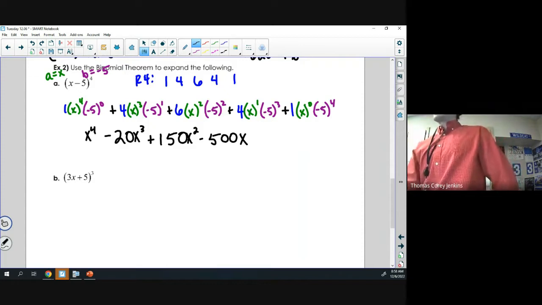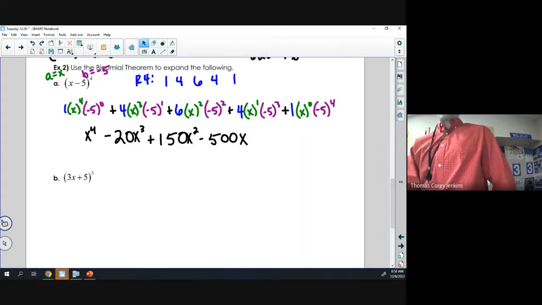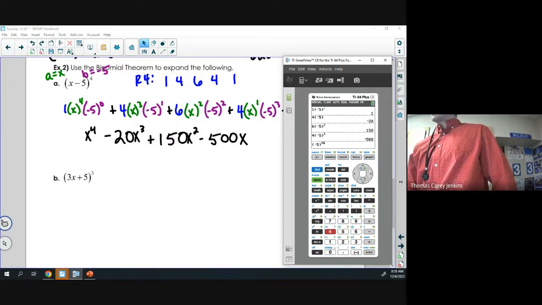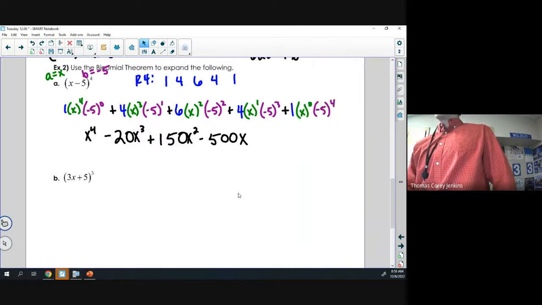And then my last term is going to be basically 1 times negative 5 to the 4th. So really just negative 5 to the 4th. Parentheses, negative 5 is my base. Caret key 4. That's plus 625.